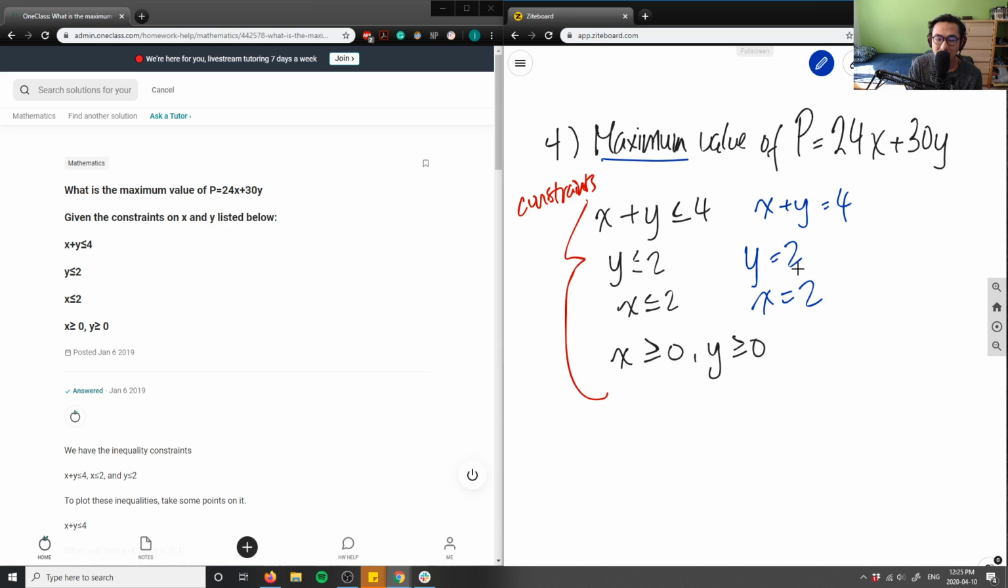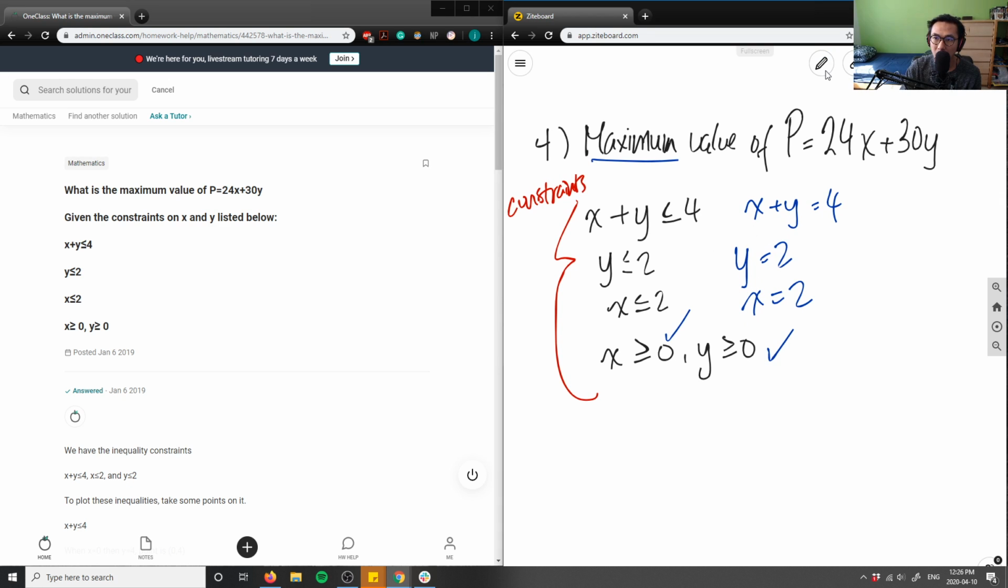And then it says here, x has to be greater than or equal to 0, and y has to also be greater than or equal to 0. However, if y equals 2, this satisfies this constraint here, and x equals 2 also satisfies this, right? Because 2 is greater than 0, for x and for y respectively. So these are my variables here. I have x equals 2 and y equals 2, and I can prove that because x plus y equals 4, right? If x is 2 and y is 2, 2 plus 2 equals 4. That's perfect here.